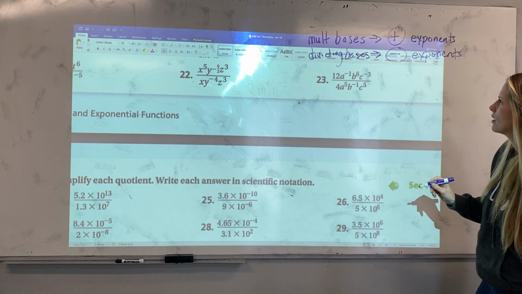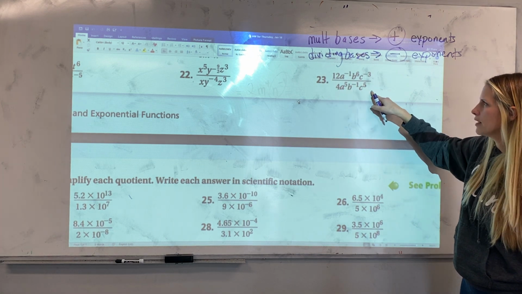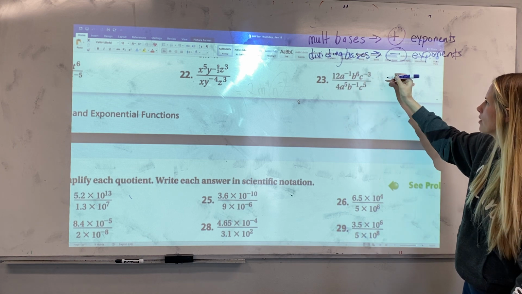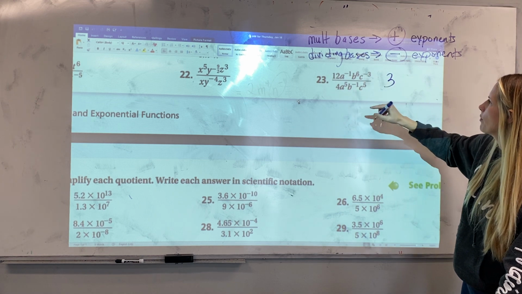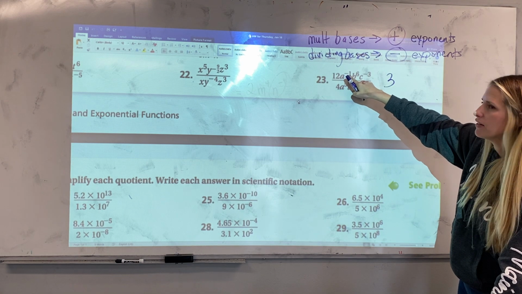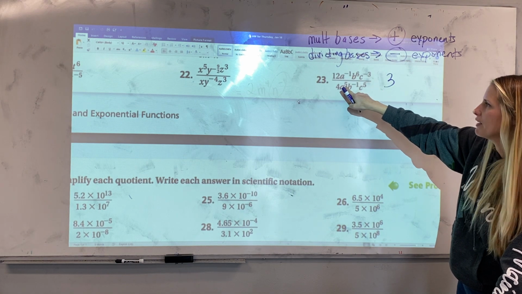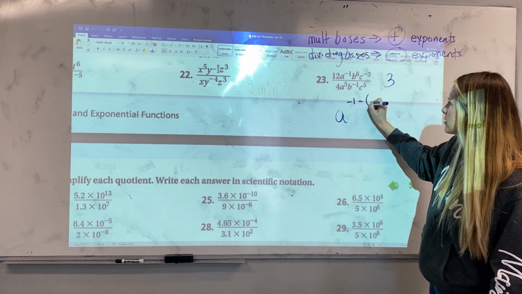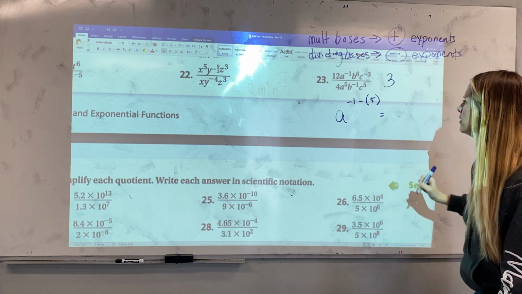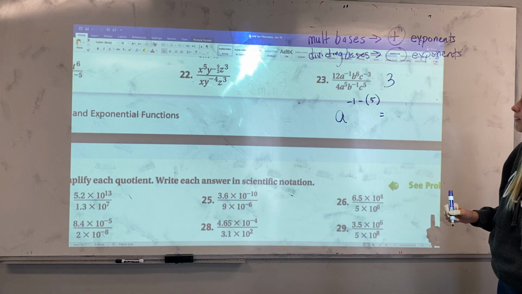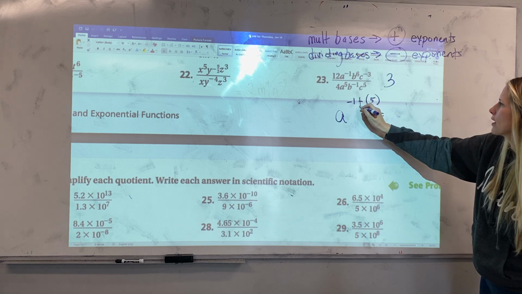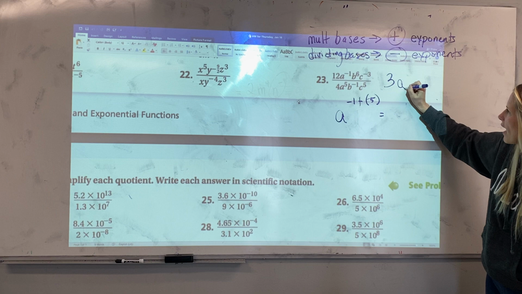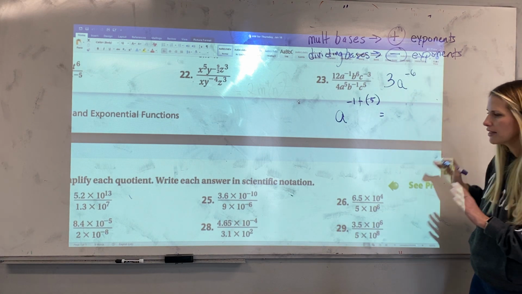Woo, this is a doozy. Let's start with our coefficients. 12 divided by 4 is 3. Then we have a to the -1 over a to the 5th. So that would be a to the -1 minus 5, which is what? -6. Kill the cockroach, change the sign. So we have a to the -6. Leave it there for now.